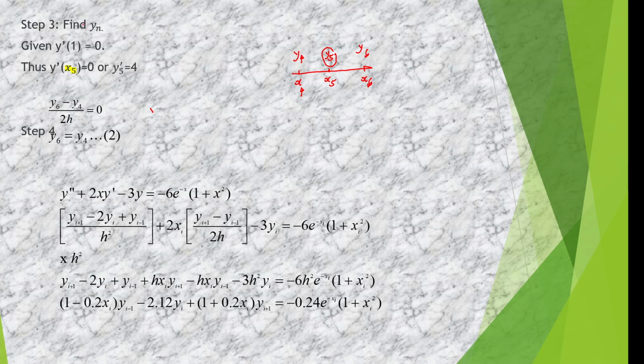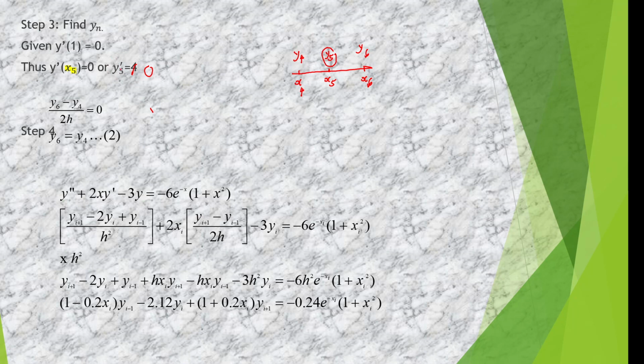Okay, step 3, find yn. So given the second boundary condition is y prime 1 equal to 0. Okay, 1 is at x number 5. This is actually x number 5. Okay, y prime of x5 equal to 0, or can be simplified in notation as y prime 5. I think this is wrong. Okay, this is equal to 0. y prime 5 equal to 0.